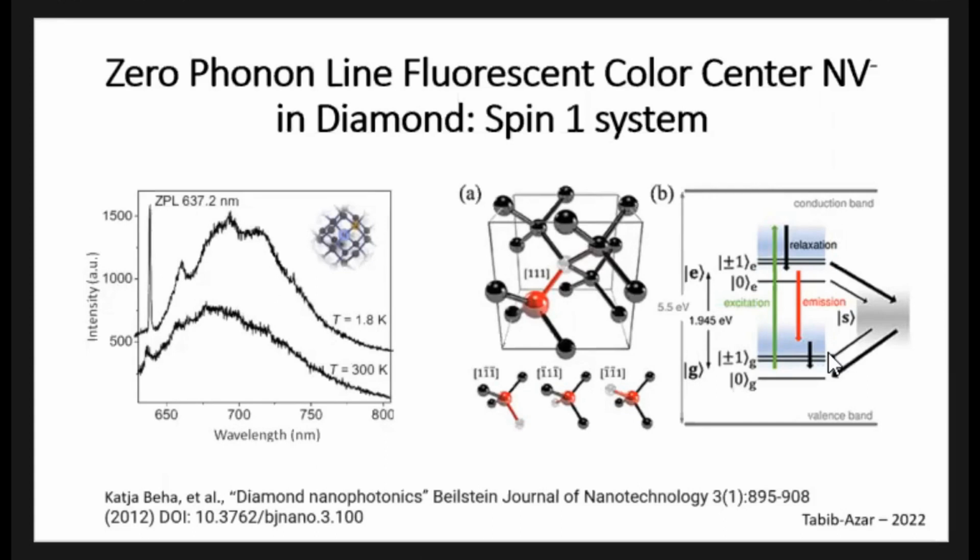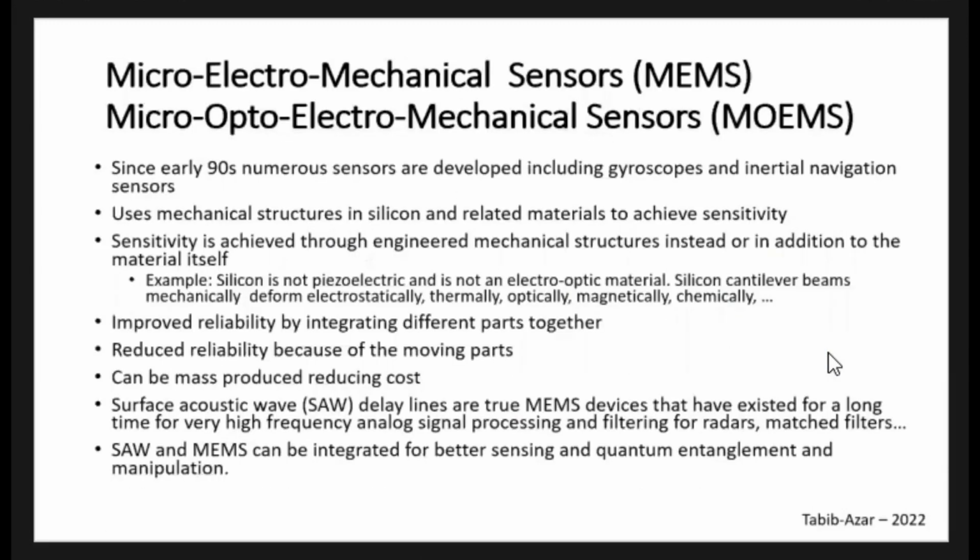Another thing is that going from 1.8 Kelvin to 300 Kelvin, the magnitude of luminescence changes, but its wavelength doesn't change that much. That's why it's called the zero phonon line. It's not that sensitive to temperature. All right, so these are the levels that we will be working with.